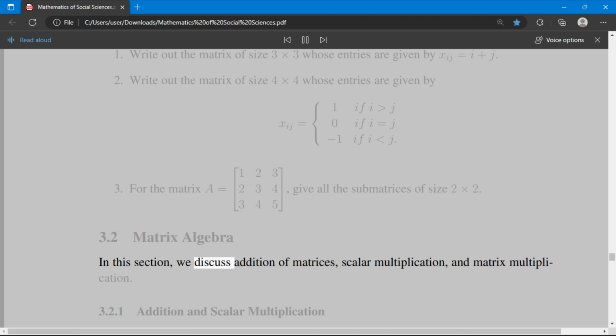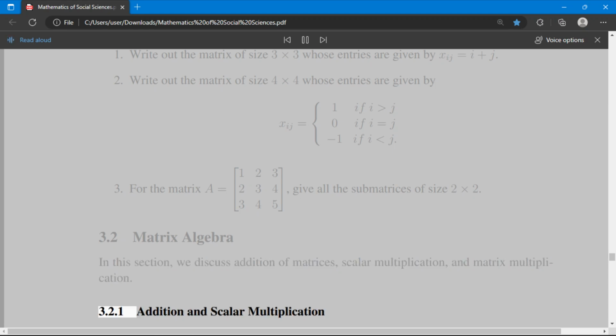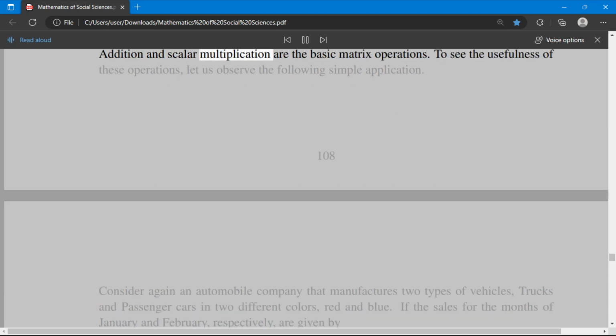3.2 Matrix algebra. In this section, we discuss addition of matrices, scalar multiplication, and matrix multiplication. 3.2.1 Addition and scalar multiplication. Addition and scalar multiplication are the basic matrix operations. To see the usefulness of these operations, let us observe the following simple application.